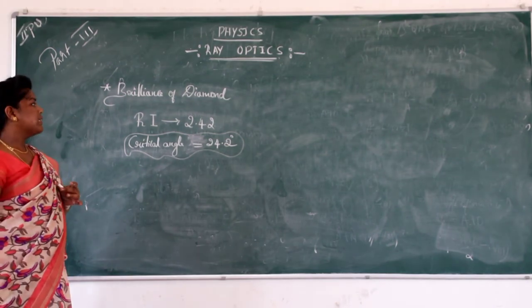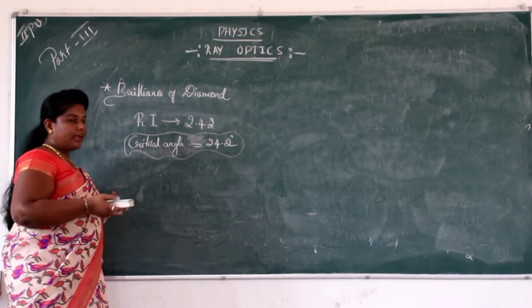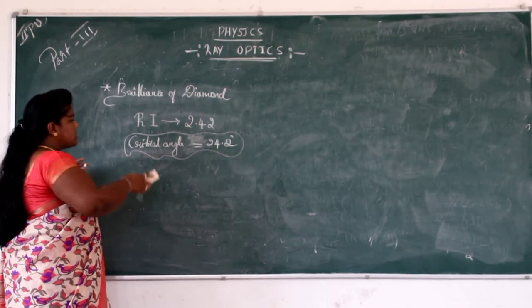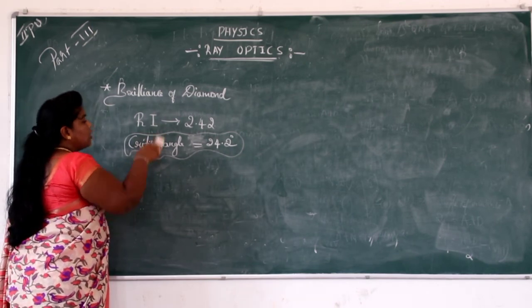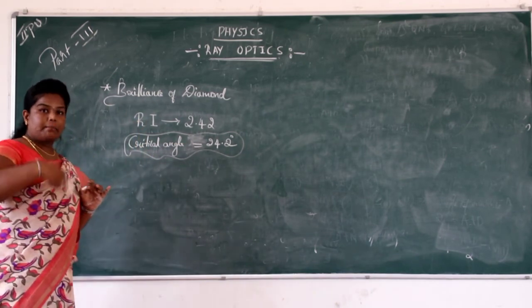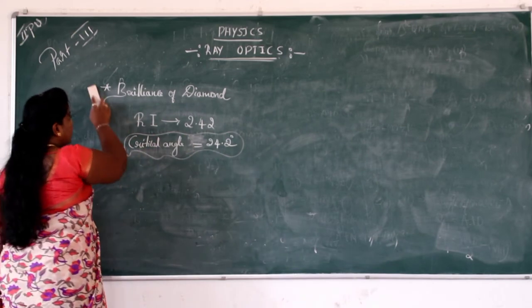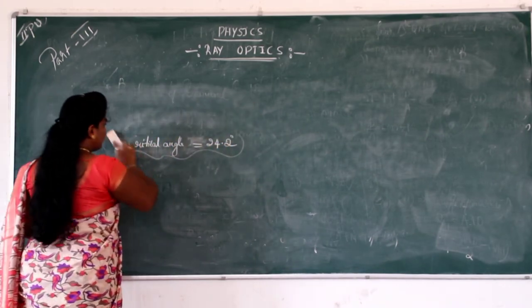And one thing is that if any light ray enters the diamond at an angle less than this critical angle, those light rays will emerge out without undergoing total internal reflection.